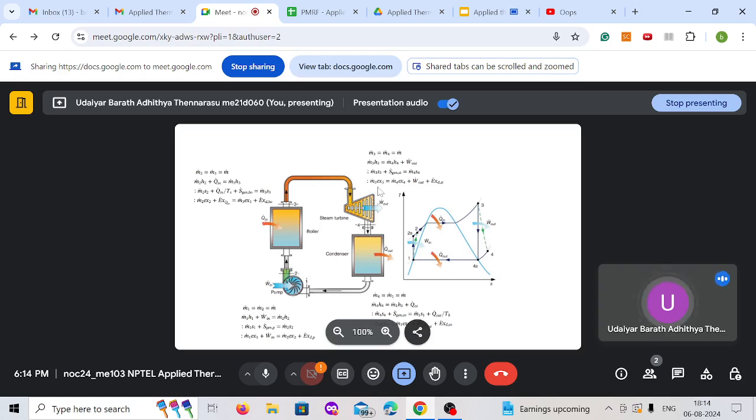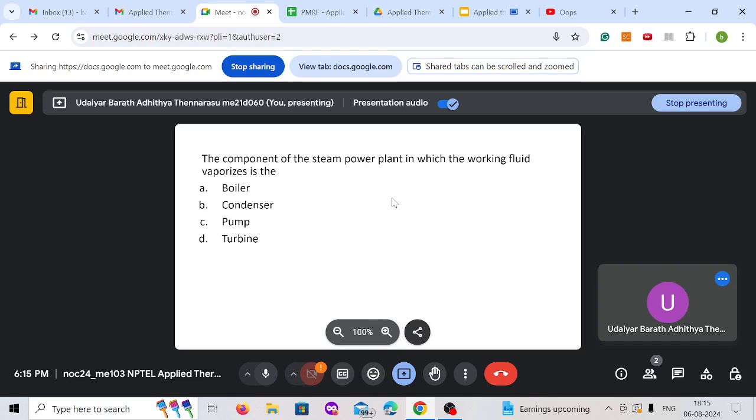So now we'll go ahead and see some problems. The first is: the component of the steam power plant in which the working fluid vaporizes is the A. boiler, B. condenser, C. pump, and D. turbine. So the answer is option A, boiler.